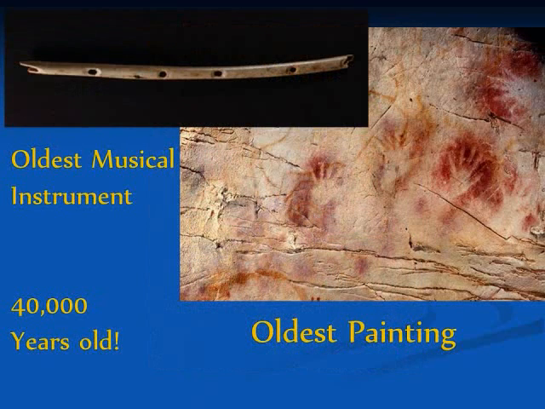So let's start by saying that art and music have been around as long as people have. The oldest known musical instrument and the oldest paintings have been found in caves in Europe, and they're around 40,000 years old. And no, Michaela, I didn't make either one of them.